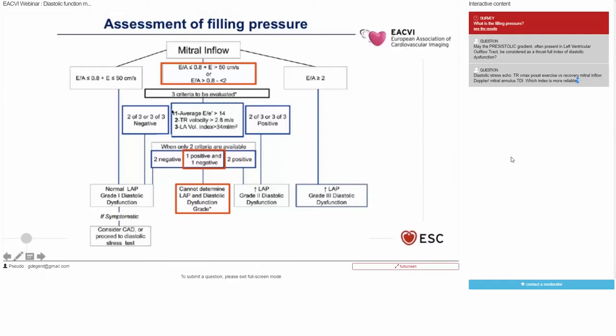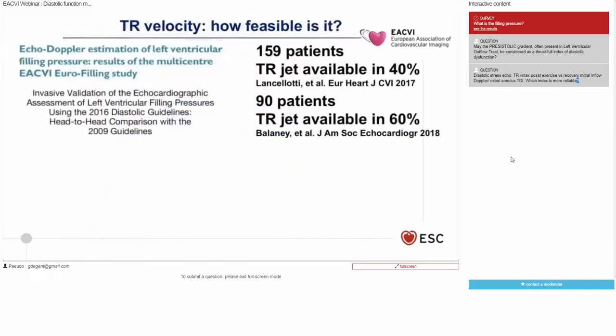So then you have to employ three criteria, which we did, but only two were available. And one was positive, left atrial volume index. The other was negative. The E over E prime didn't make the threshold. So actually, in this situation, the algorithm tells us that we cannot really determine the level of the left atrial pressure, the level of filling pressure.